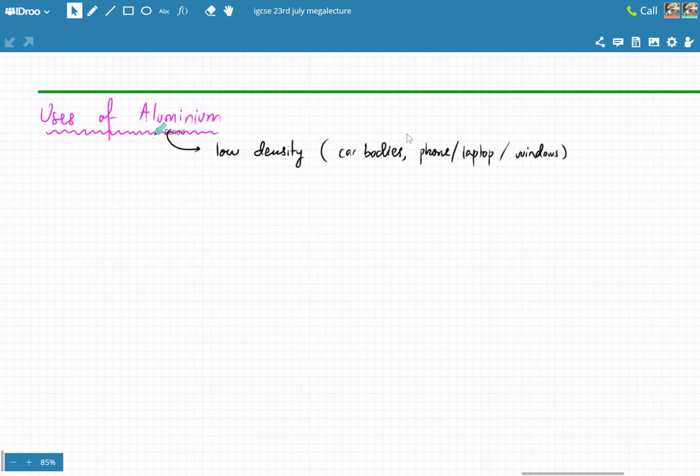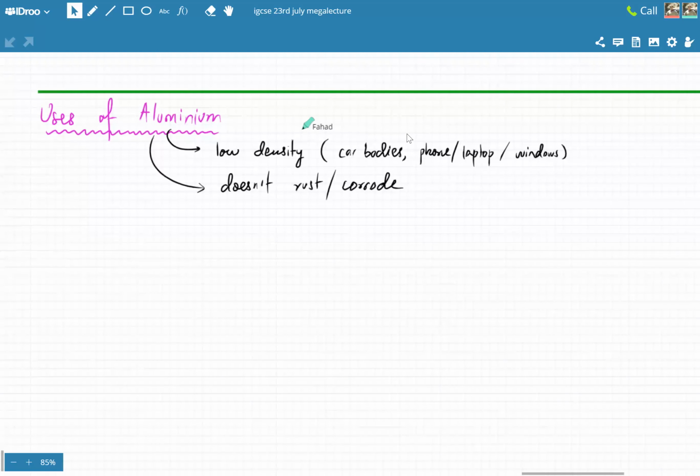The other property is that it doesn't rust or corrode. So it's naturally rust proof. The problem with iron is that it starts to rust. Even the expensive bikes, the lightweight bicycles, are made out of aluminium. The heavier, cheaper ones are made out of iron, not even iron but steel. So aluminium doesn't rust or corrode.